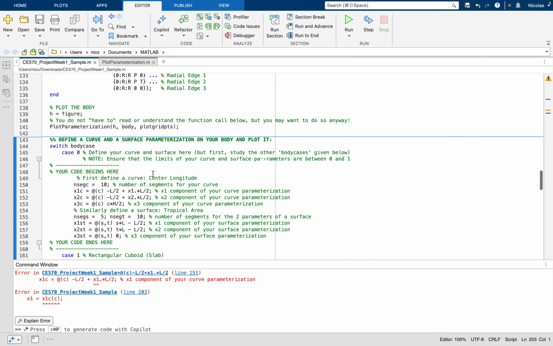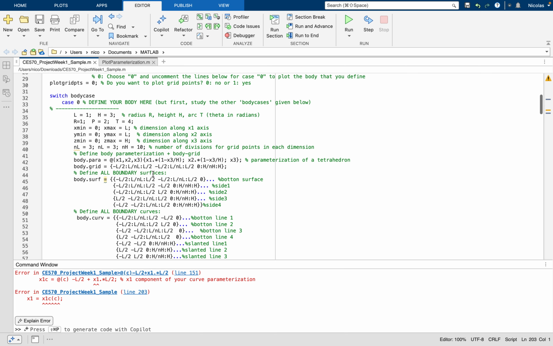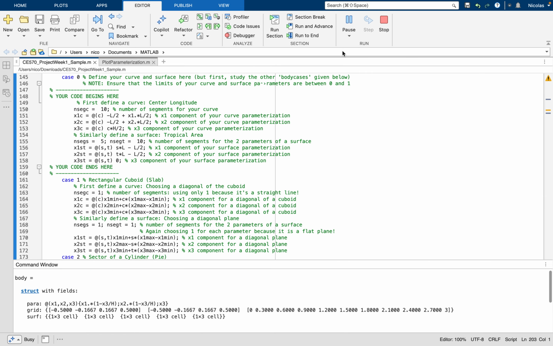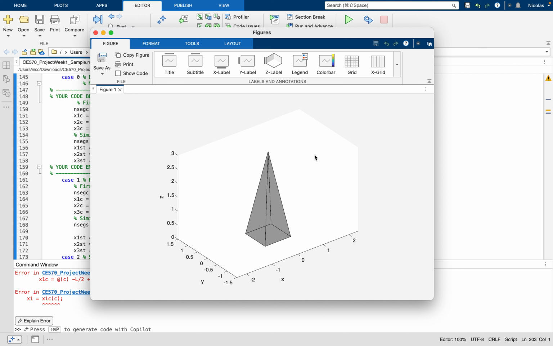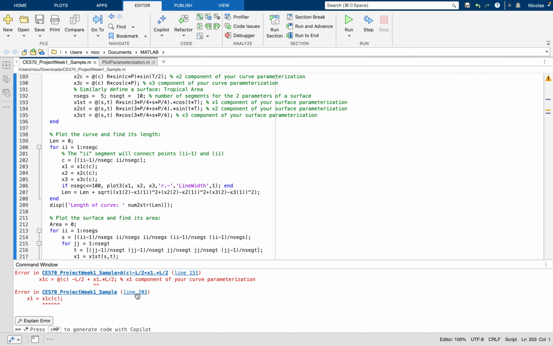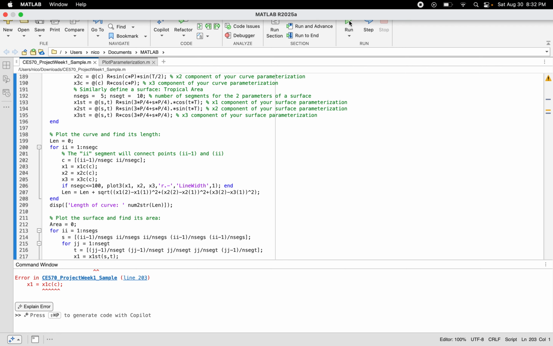And here's the code that I used. And then for the results, this is what it outputs. Unfortunately, it does not show the curve since there is an issue with line 203, where it has issues with defining the x1 component. Again, here are the results.